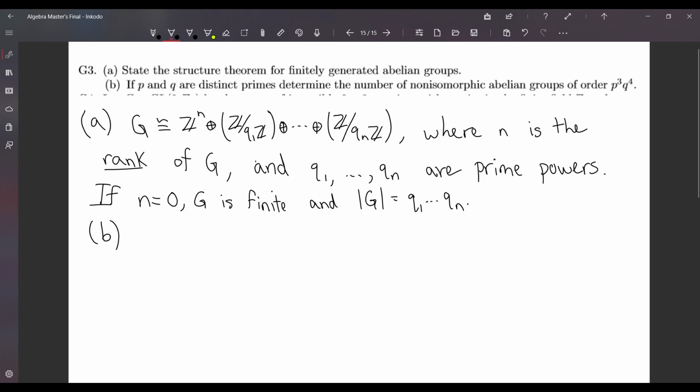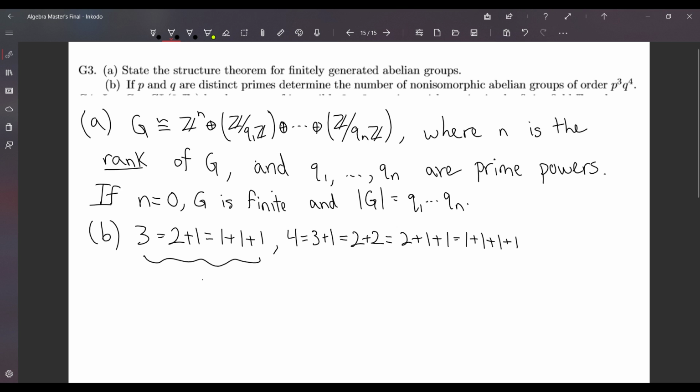So essentially we just have to count up the partitions of 3 and the partitions of 4. And by partitions I mean the unique ways you can write these as the sum of natural numbers. So for 3, you only have 3 ways. You could have 3, 2 plus 1, or 1 plus 1 plus 1. For 4, you have 5 ways. You could write 4, 3 plus 1, 2 plus 2, 2 plus 1 plus 1, and 1 plus 1 plus 1 plus 1.